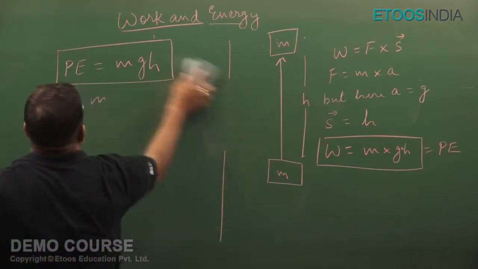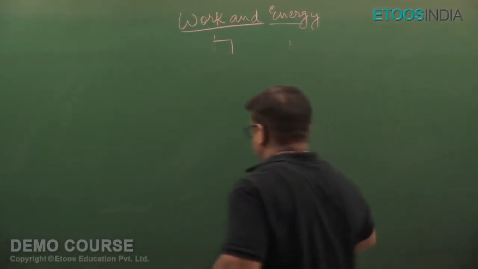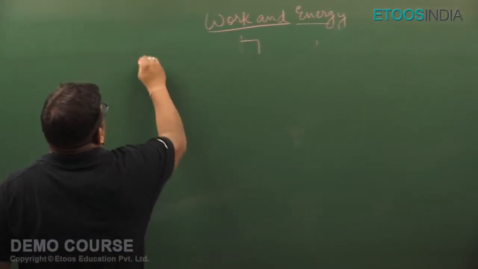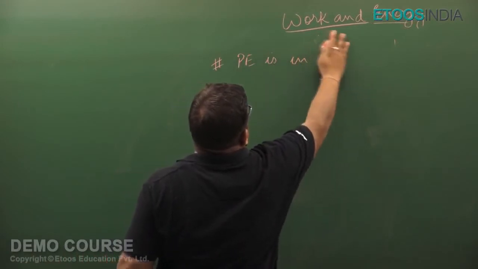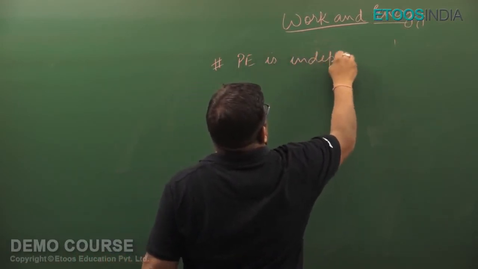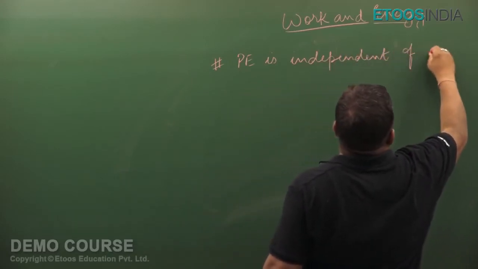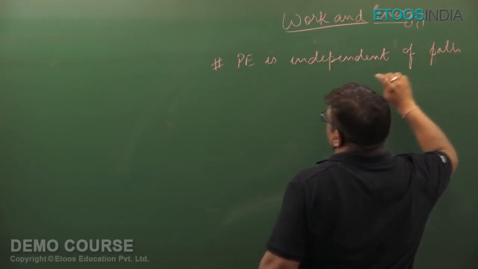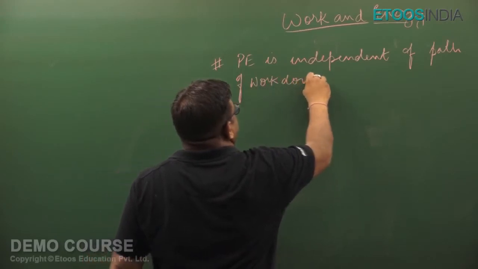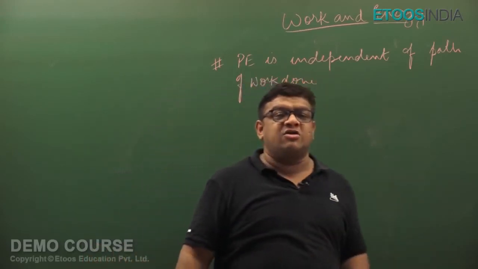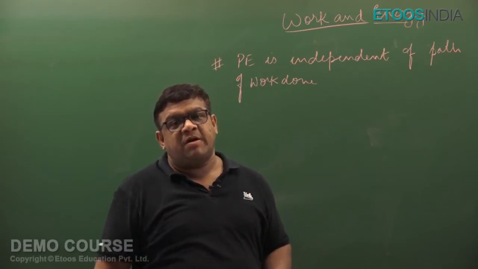So, what I am going to prove here is that potential energy is independent of path of work done, or I can say that the same amount of work done or energy will be spent whatever path you take to take that thing up to some height.